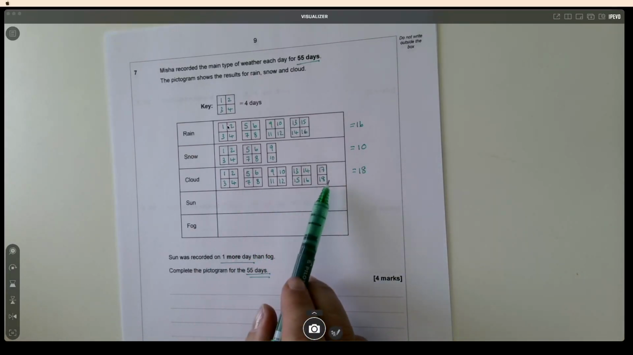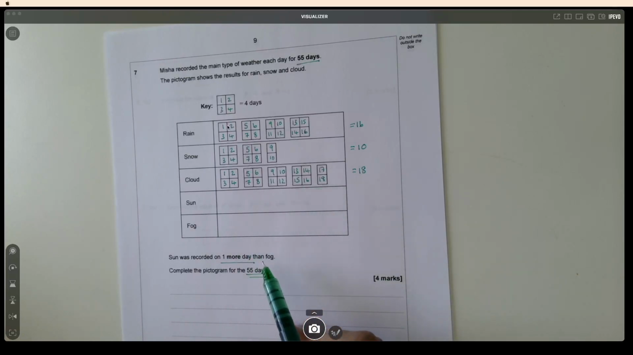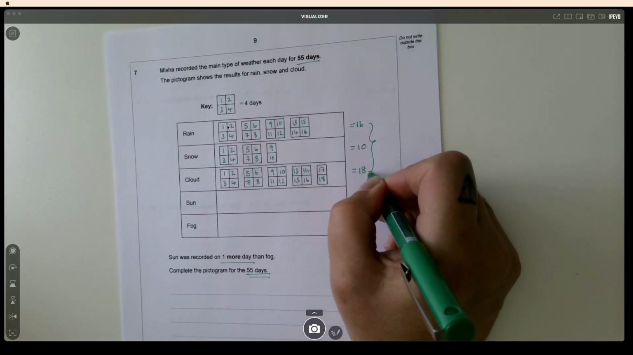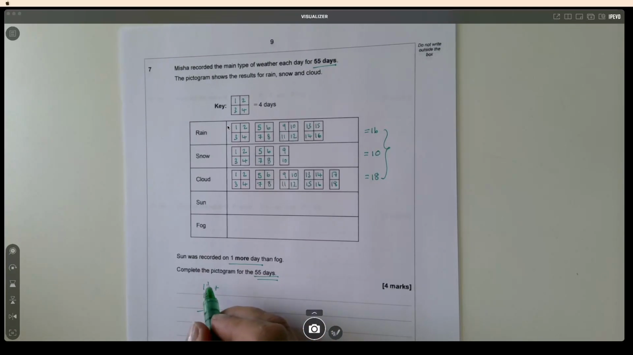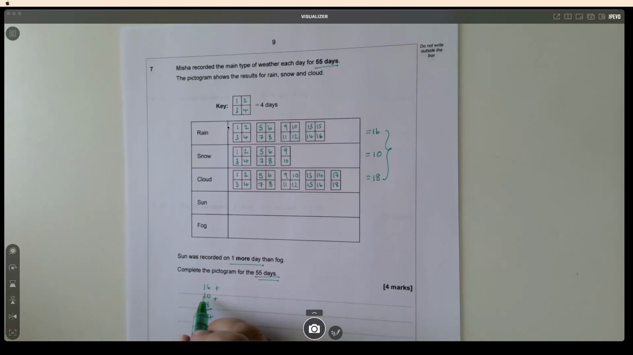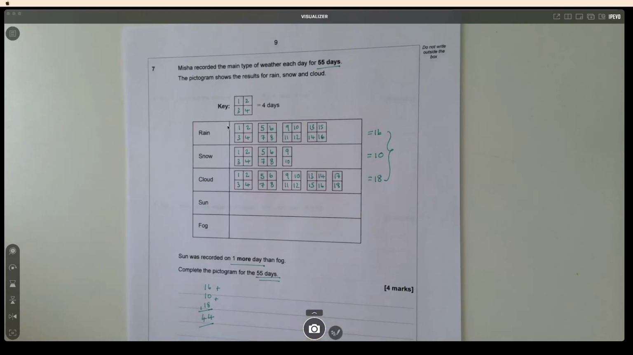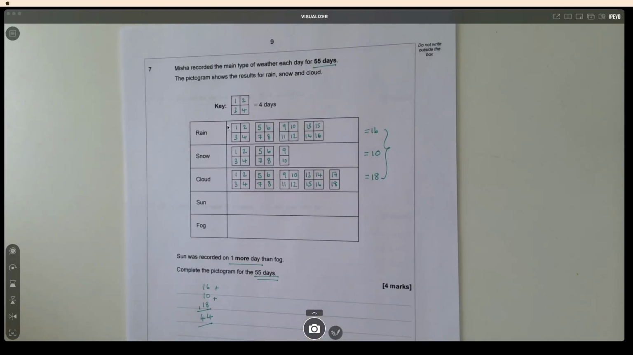And I wrote the numbers as I was counting so that I knew that I didn't miss one of those individual squares out. So there were 55 days in total and these are the number of days that we've got in that pictogram so far. So we're going to do 16 plus 10 plus 18. So 6 plus 0 is 6, plus 8 is 14, carry the 1, 2, 3, 4. So 44 days are in that diagram already.